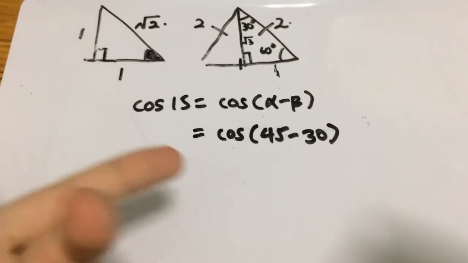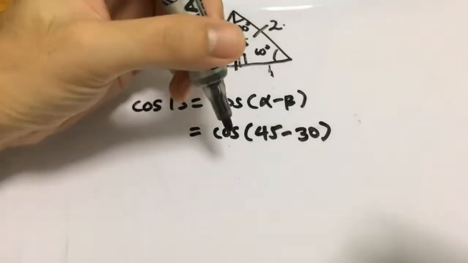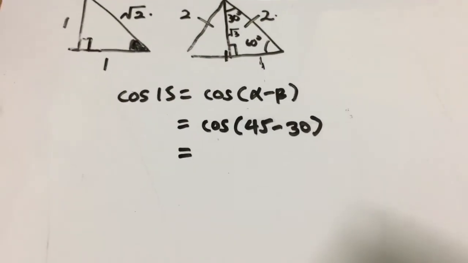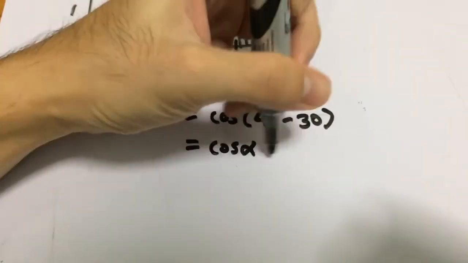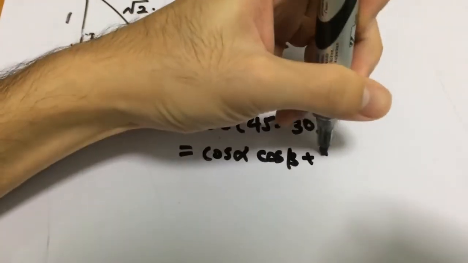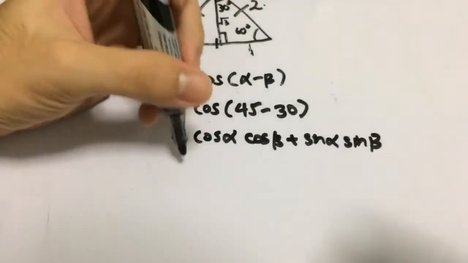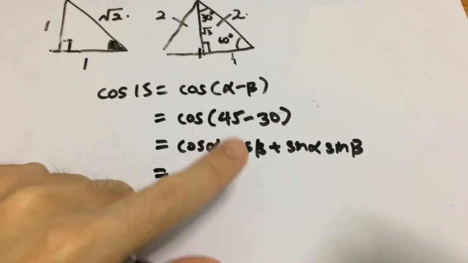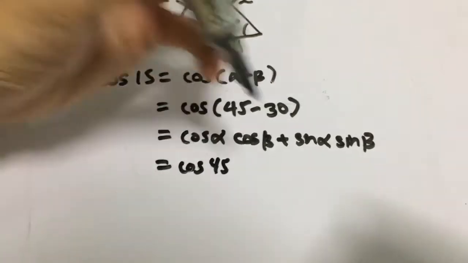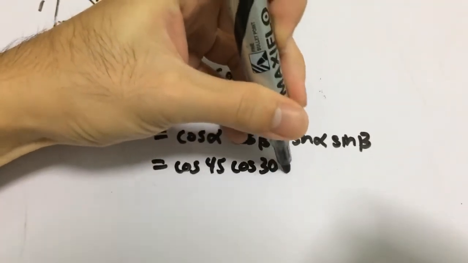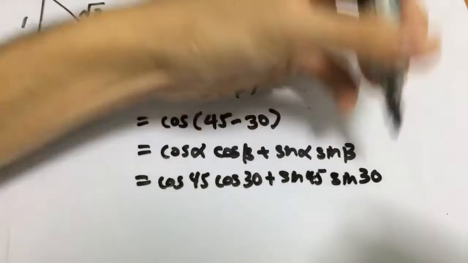So here's the method: cosine of 45 minus 30. And the next thing that we do is to use the trigo addition formula. Cosine alpha minus beta is equal to cosine alpha cosine beta plus sine alpha sine beta. So this is the formula. Next we will substitute alpha is 45 and beta is 30, so that will be cosine 45 cosine 30 plus sine 45 sine 30.